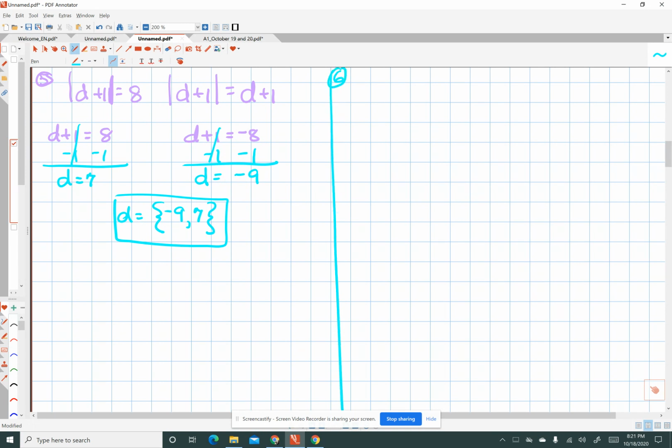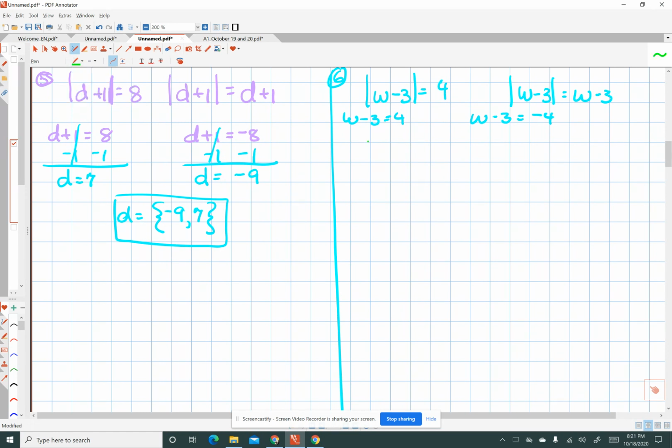Our next example will have w minus 3. Make sure you show your work when you do these. It helps you to solve them better. So the absolute value of w minus 3 is w minus 3. So we'll set w minus 3 equals 4. w minus 3 equals negative 4.